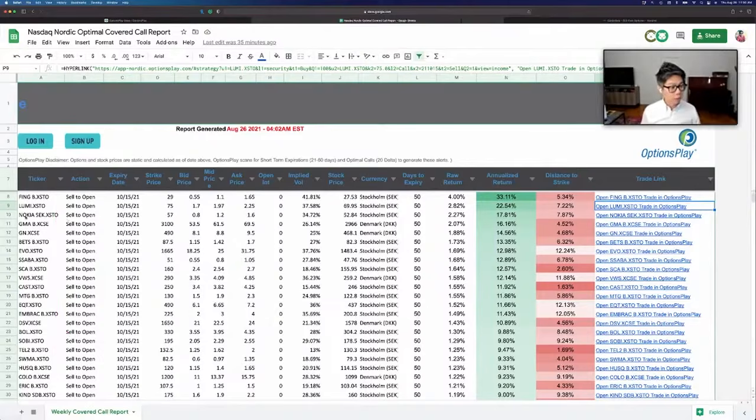Let's say you own Nokia as a stock in your portfolio. This is saying that if you own Nokia, you can sell the October 15th 57 crown covered call, and that's going to collect roughly 1.2 crowns. Now, 1.2 crowns on a 57 crown stock is a raw return of about 2.27%. What that means is that you're collecting 2.27% of the stock's value in exactly 50 days.